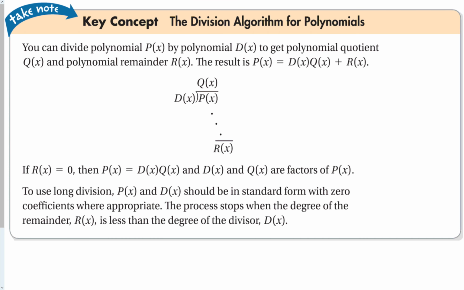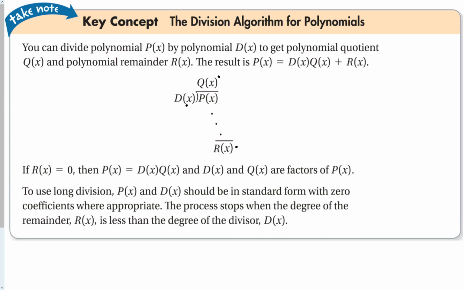Okay, so to refresh our memory a little bit about how division actually works, if you can divide a polynomial, p, by a divisor to get a quotient and a remainder, the equation for this, if the remainder is 0, then the polynomial is equal to the two things multiplied together, d of x and q of x, and they're both factors. If the remainder is not 0, then it's just d times q plus the remainder.